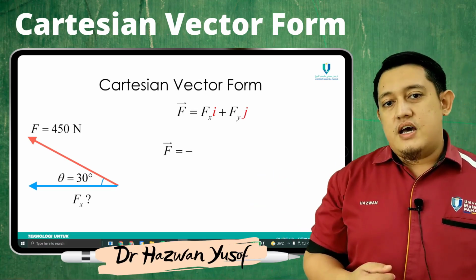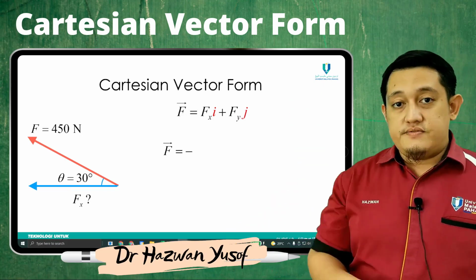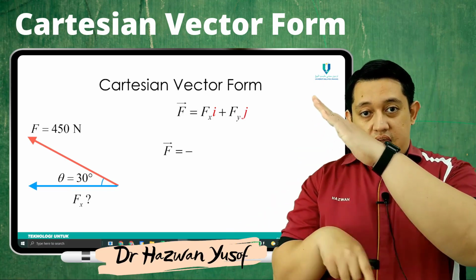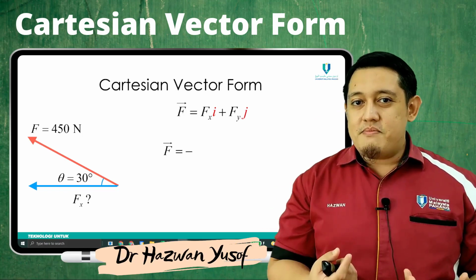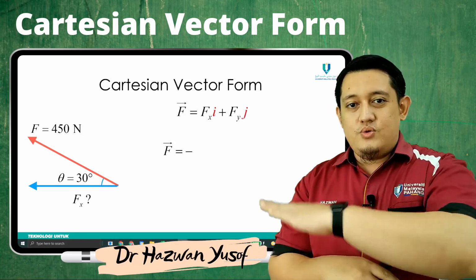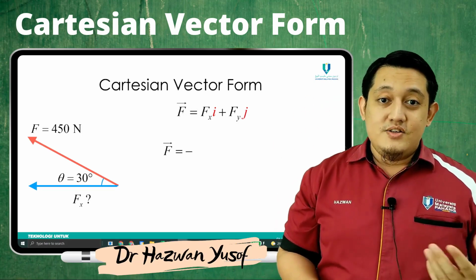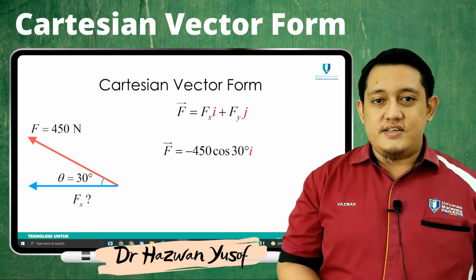And then, how do we resolve this 450 Newton to the x direction? 450, angle here, x direction. Remember the crush or save method. This angle here, we need to crush this angle. So we use 450 cosine 30 degrees.